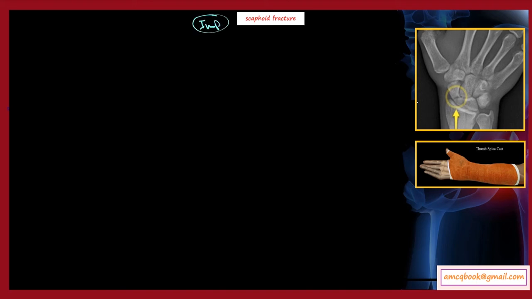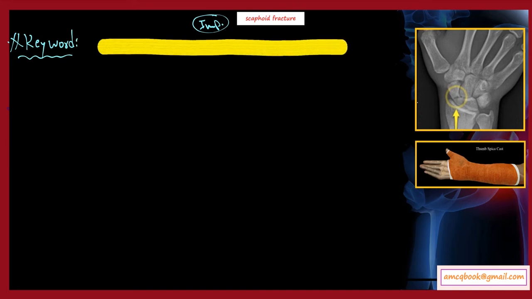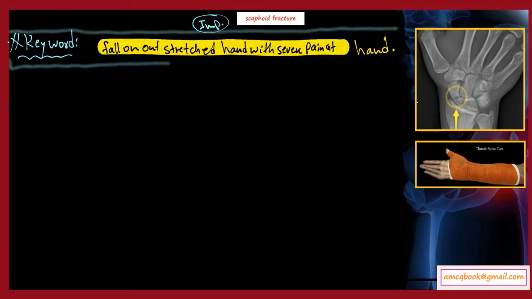Scaphoid fracture. It's very important in the AMC exam. The first keyword is any patient who came with a history of fall on an outstretched hand with severe pain at the hand. If the case scenario talks about this only, that means scaphoid fracture in the AMC exam.